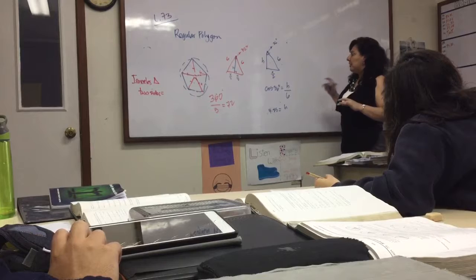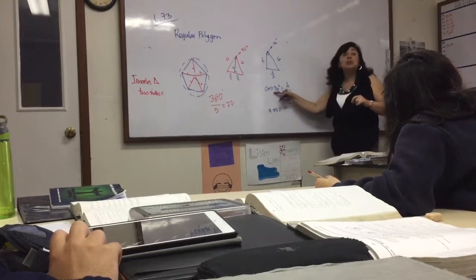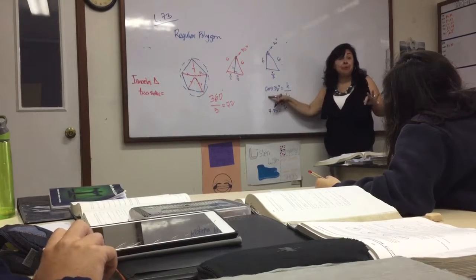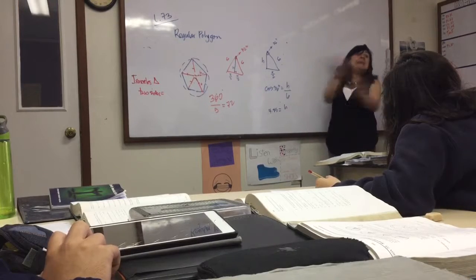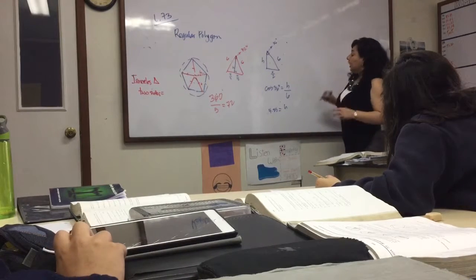You leave h by itself. And remember, this is a number, right? This is not multiplying. The 36 is not multiplying the cosine. The cosine by itself means nothing, okay? So I've got the h.